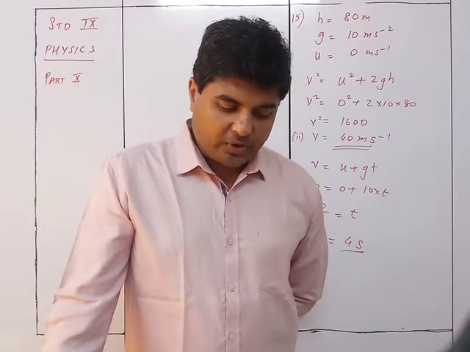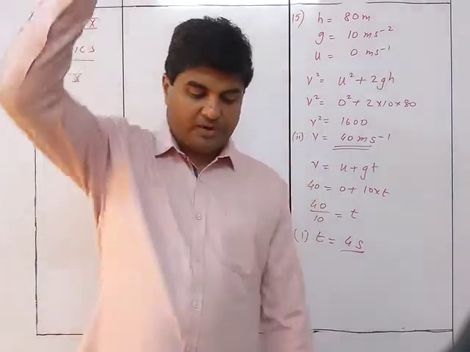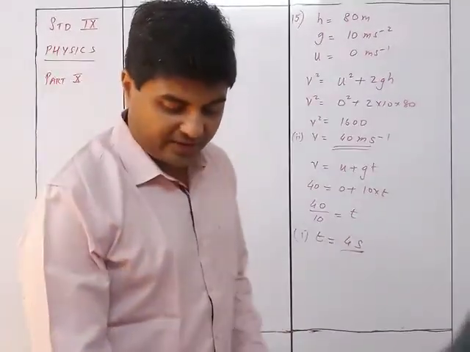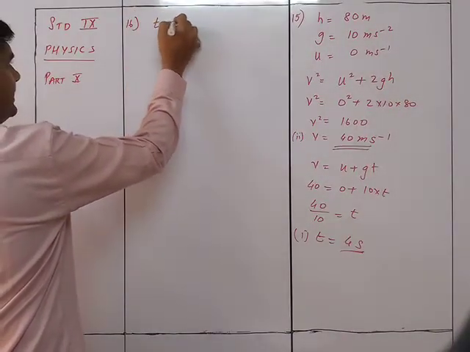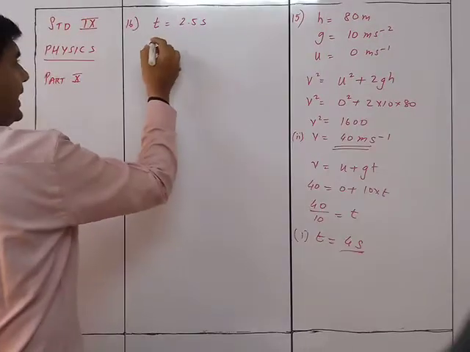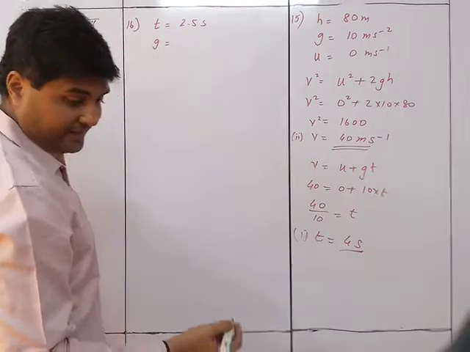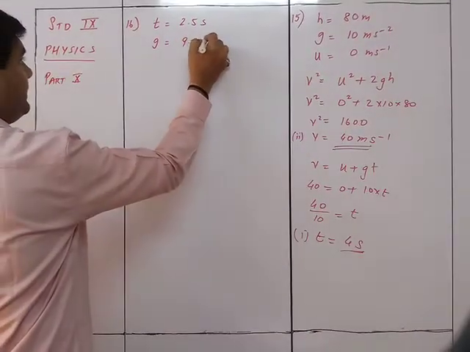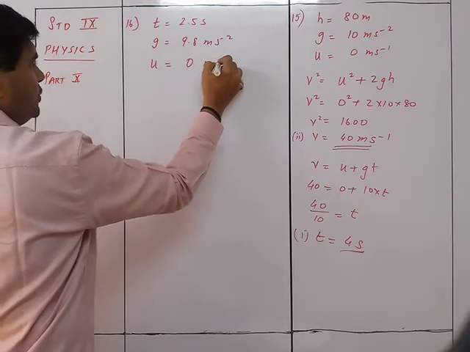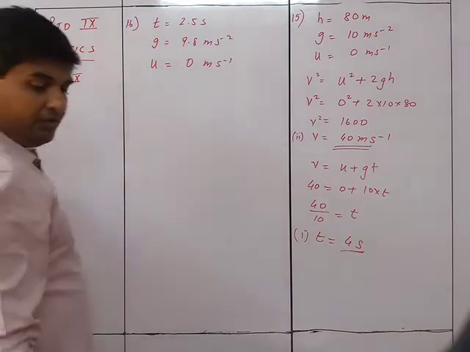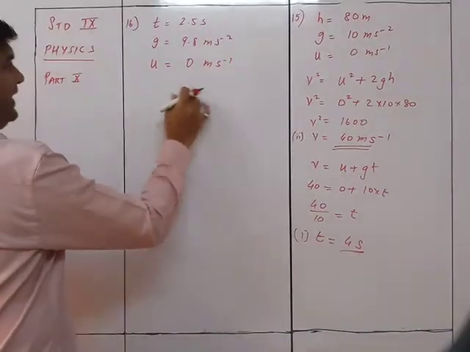A body falls from the top of a building and reaches the ground 2.5 seconds later. How high is the building? So the time taken is 2.5 seconds and the gravitational acceleration, let us take it as 9.8 meter per second square. It falls from the top of a building, so u will be 0 meter per second. We need to find out h.